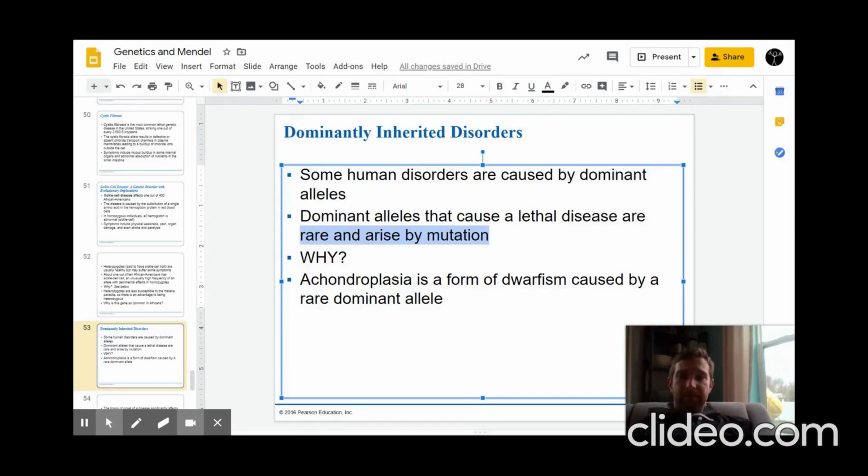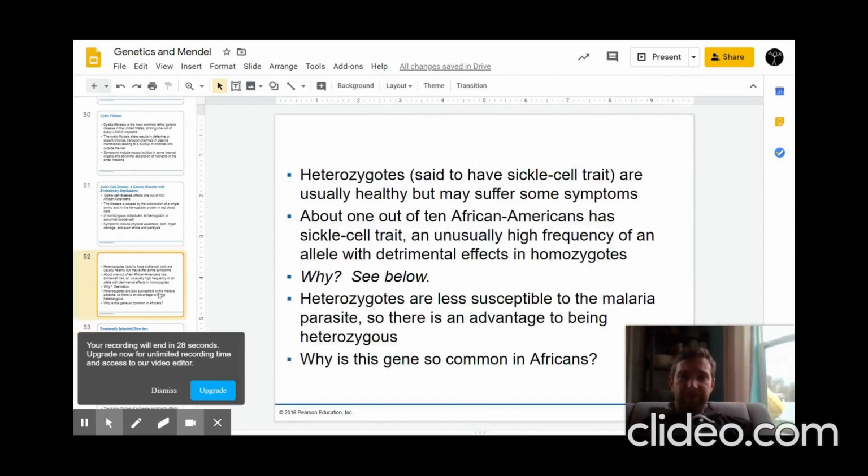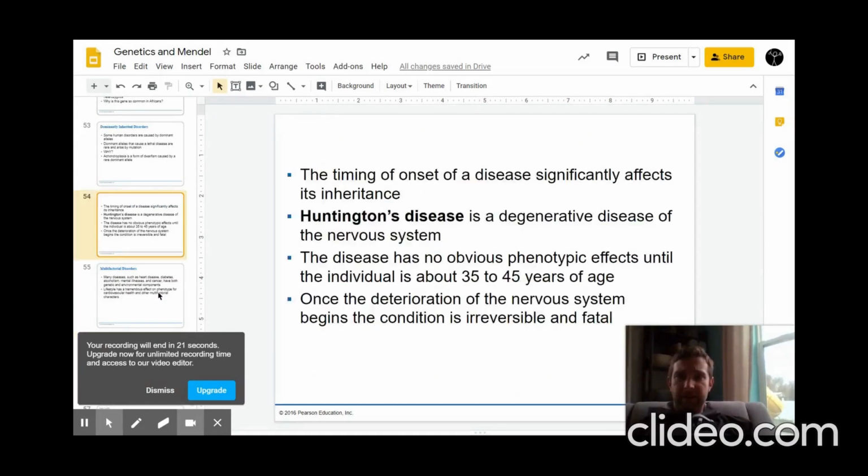So we've got dwarfism, which is relatively rare, and it's caused by a dominant allele. Huntington's is another example. So dwarfism doesn't kill you. Huntington's does, but Huntington's doesn't hit with any sort of effects until you're 35 to 45 years of age. Why is the timing of that particular one really sad and disappointing?